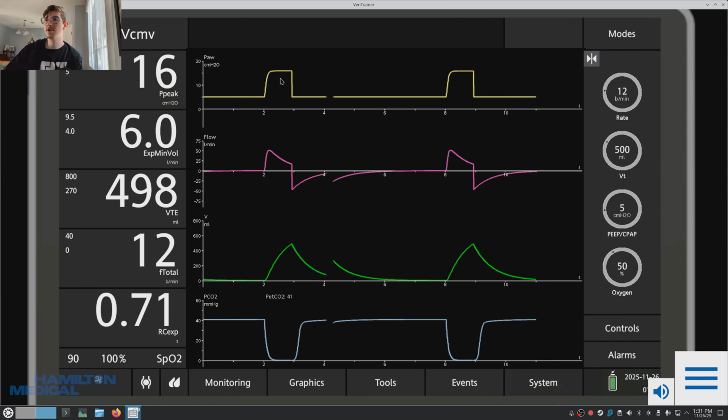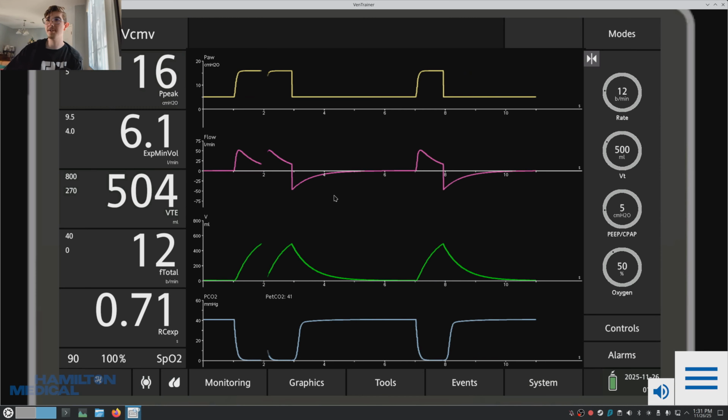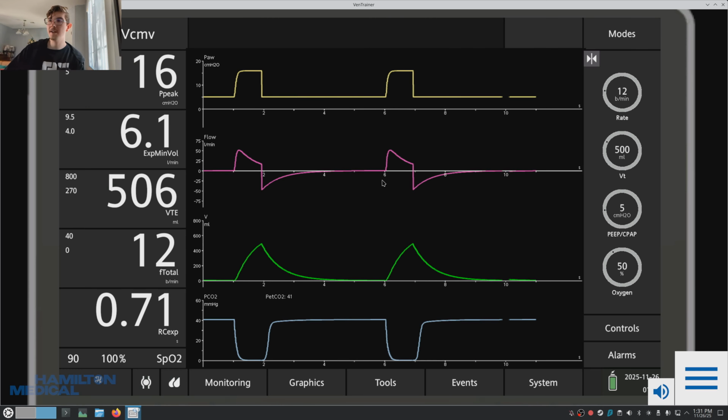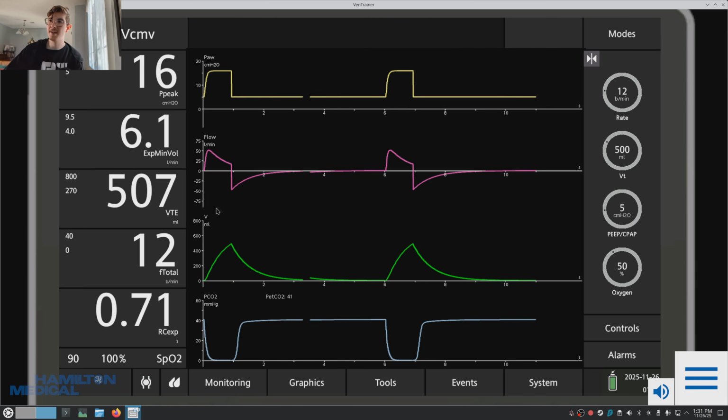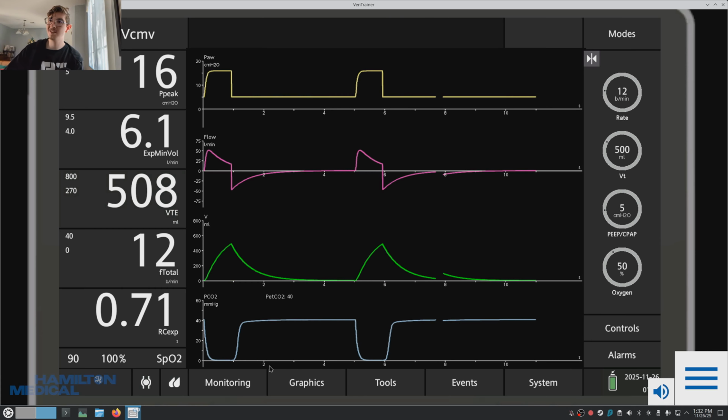So it titrated up to 16, and now it's like, okay, I'm close. I'm close to that. I'm right around 500. It titrated down a little too far, and it titrated back up. Now we're getting right close-ish to 500.